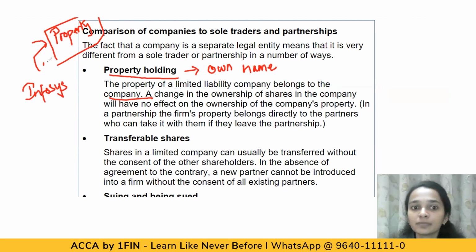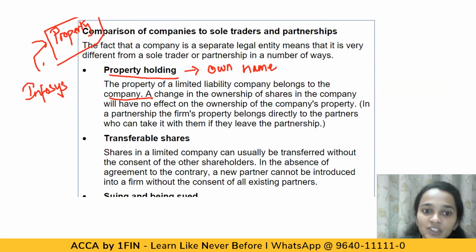However, when we talk of partnership, the firm's property is basically the joint asset of all the partners, and it belongs to the partners. And as and when they leave the firm, they can also take the assets with them. The assets will be divided, and a portion of the asset will be given to the partner who is leaving the firm as well. So that becomes the main distinction between company and partnerships.